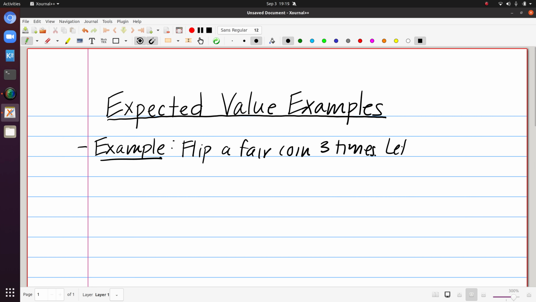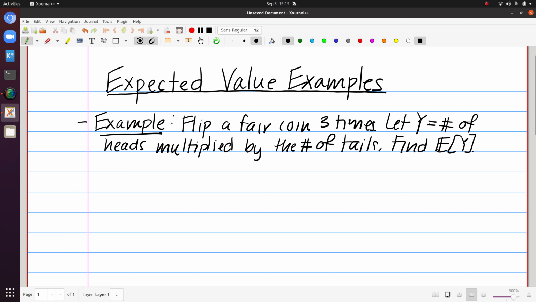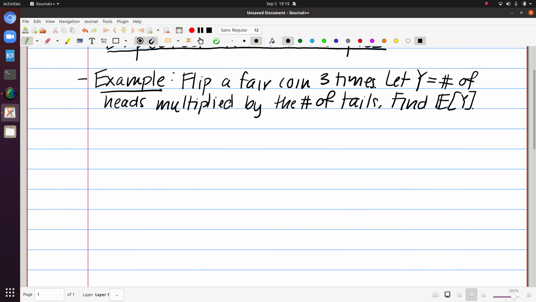So here, I'm going to let Y equal the number of heads multiplied by the number of tails. And in this case, let's now once again try to compute the expected value of this random variable. So recall that our sample space consists of the 8 outcomes we listed before. And now we need to think about, again, the range of my random variable.